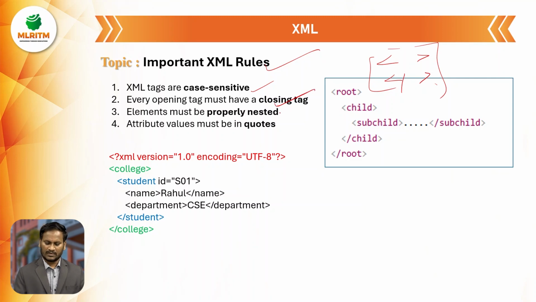Elements must be properly nested. So whatever elements we give, we have to assign the values properly. Attribute values must be in quotes. Whatever the attribute value, for example student ID is an attribute, so S01, we put it in quotes. These are the rules to define XML code.